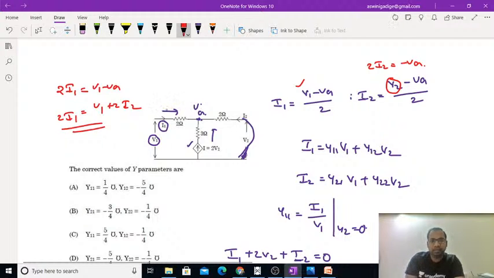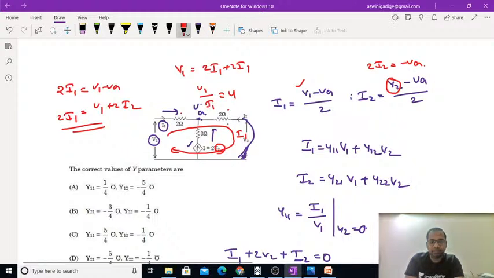Now the current flowing through this one is 0. Why? Because V2 becomes 0 here. That means the current flowing through this branch is 0, so this entire loop becomes one thing. Correct? If I take this entire loop as one thing, and let's take I1 is flowing here, then I can take V1 is equal to 2I1 plus 2I1. Then V1 by I1 is equal to 4.